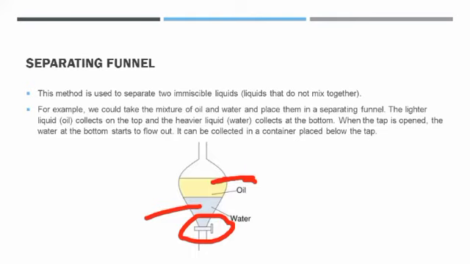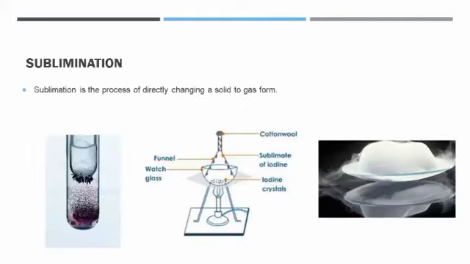And so when the tap is opened, you can collect water easily in a separate beaker, and you can then stop the tap, and then you can collect oil in a separate beaker. That's very easy. That's the method you use for separating immiscible liquids, liquids that do not mix.